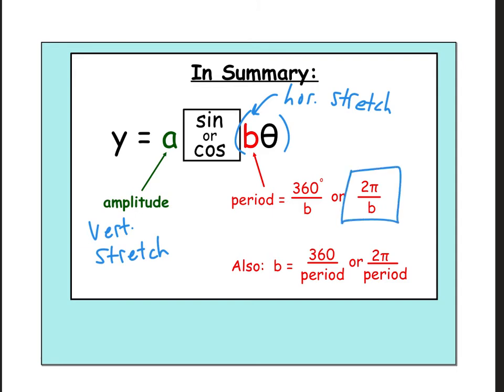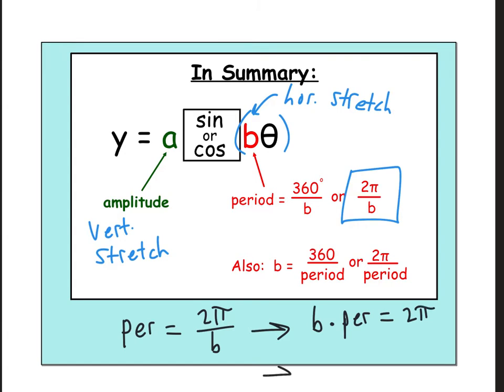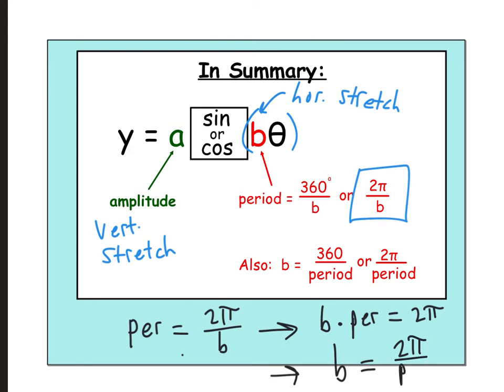Now we're going to be sticking a lot more with radians. It could be 360 divided by b to get the period, but all these graphs generally use the radian, 2 pi over b. One other note: if we think of this equation, the period equals 2 pi over b, just by doing a little bit of algebra, we could multiply both sides by b and get b times the period equals 2 pi, which then implies if we divide both sides by the period, that b will always equal 2 pi over whatever the period is.